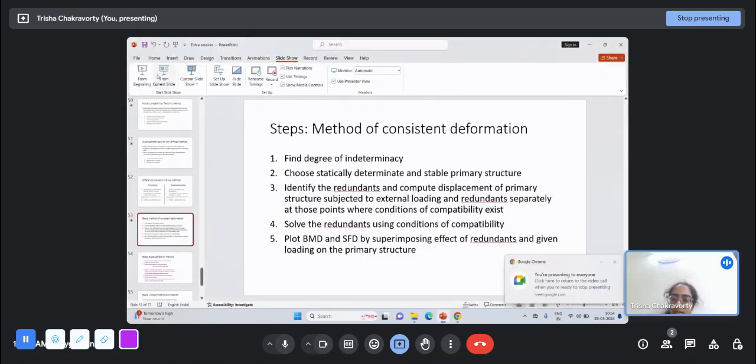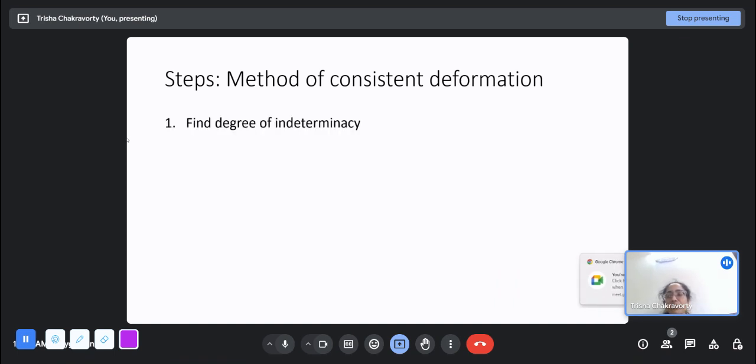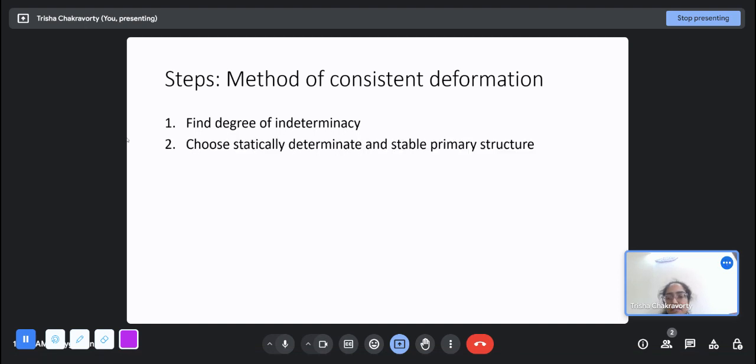Here the steps of the method of consistent deformation are summarized. First, we find the degree of indeterminacy. That is what we have to do whenever we are given a structure. We have to find the degree of indeterminacy. We choose the statically determinate and stable primary structure.